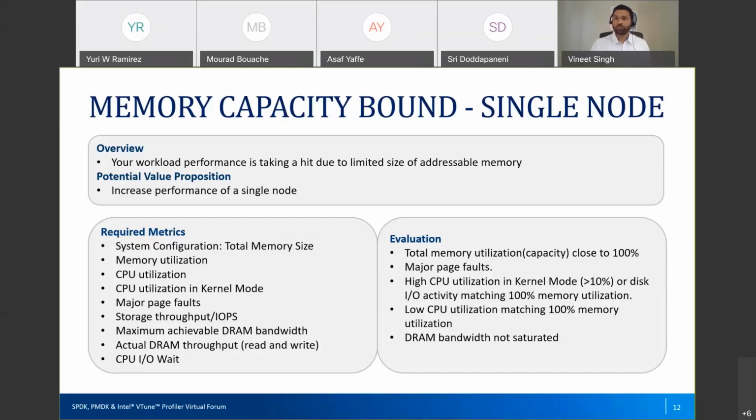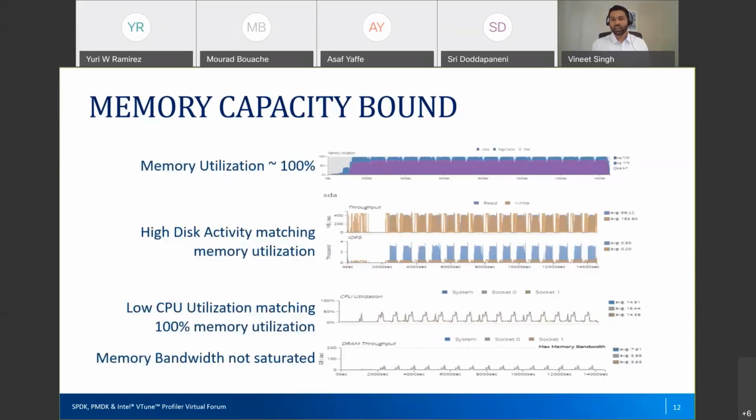You can use PMEM to provide additional capacity on your system, and that will stop this swapping behavior, and you will see a better performance on your single node. This is an example. I'm going to quickly walk through it.